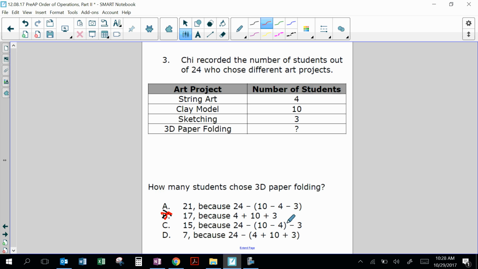It could be... wait, why would you take away 10 minus 4? No, I don't think it's A. I think it's D, because if you add up 4 plus 10 plus 3, that is 17, and 24 minus 17 is 7. So D is the only one that makes sense.